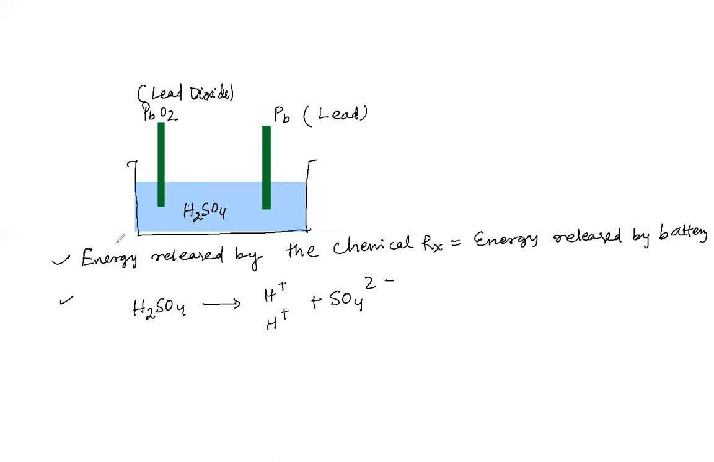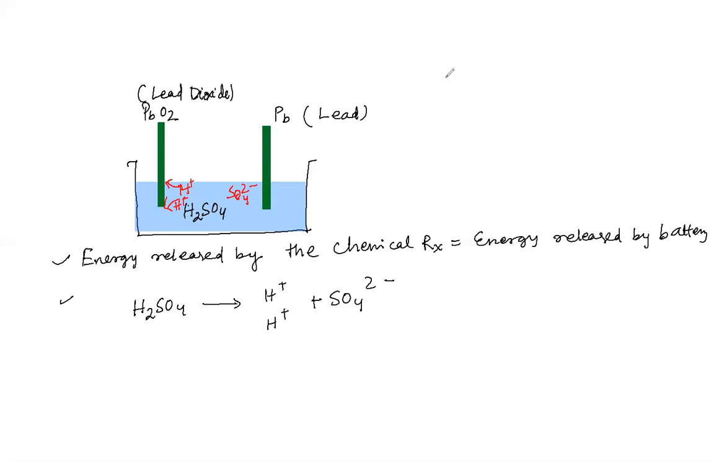So what happens? This H plus, the one which is getting formed, I'm going to show in a different color over here itself. So this is H plus and H plus. This H plus will try to receive electrons from the lead dioxide plate. So they will go here and receive electrons from the lead dioxide plate. At the same time, SO4 2 minus, the sulfate ion, is also formed.